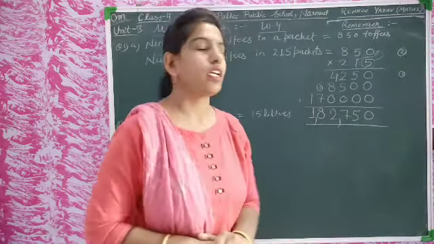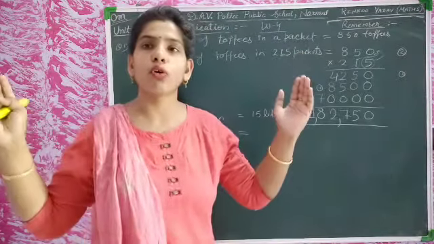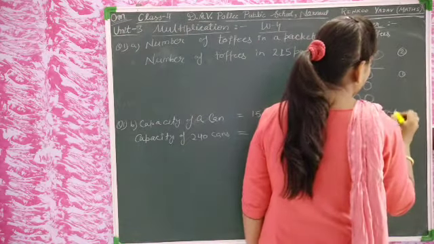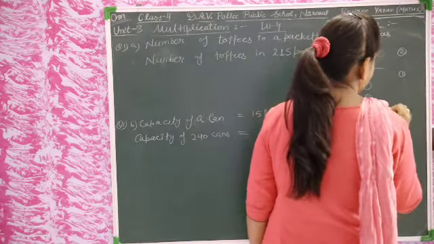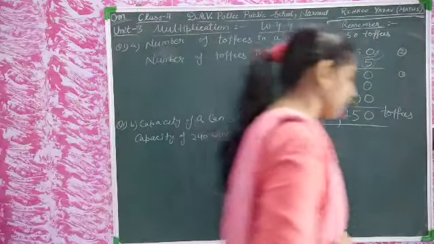It means we have to multiply here. These are the toffees. Is this clear, students? Now we will go to the next question. There is the next question here.